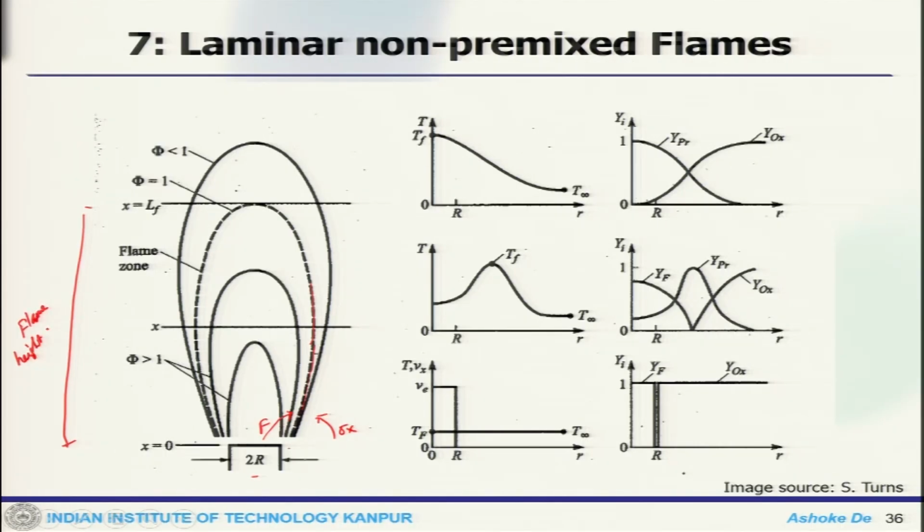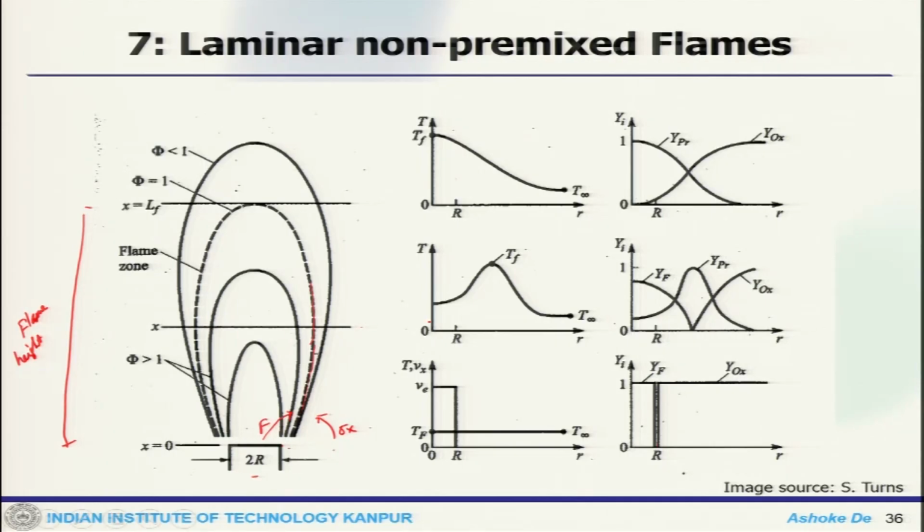So, this is the flame height. Now, if we look at the temperature profiles at this particular location, and this is at the jet exit location. At the jet exit location, you have a velocity which is uniform, temperature is uniform, fuel mass fraction is also 1, and outside the jet, it is all oxidizer. So, that is 1. At this position there is nothing.